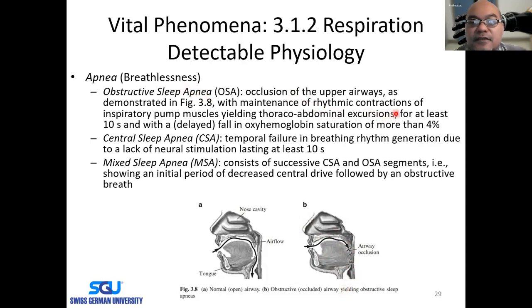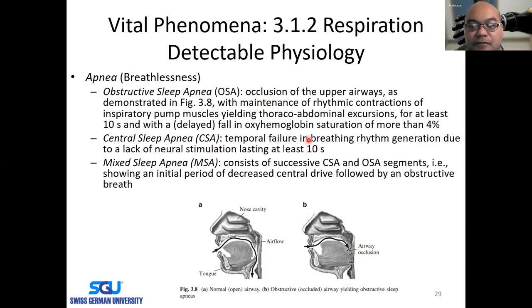So with maintenance of rhythmic contraction of respiratory pump muscles yielding thoracoabdominal exclusion for at least 10 seconds and a delayed fall in oxyhemoglobin saturation of more than 4%. You can measure the fall in oxyhemoglobin saturation using optoplethysmograph, for example. Or otherwise, you can use thermorespirogram or mechanorespirogram to detect the occurrence of OSA, obstructive sleep apnea.